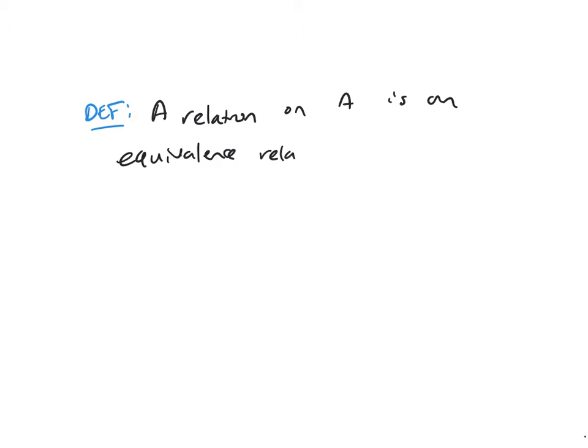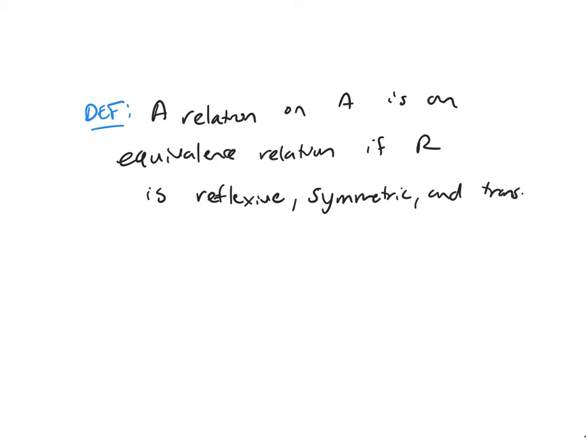So now we're going to continue talking about relations, and we're going to talk about an equivalence relation. The definition of an equivalence relation: we say a relation R on a set A is an equivalence relation if R has all three of those properties: reflexive, symmetric, and transitive.